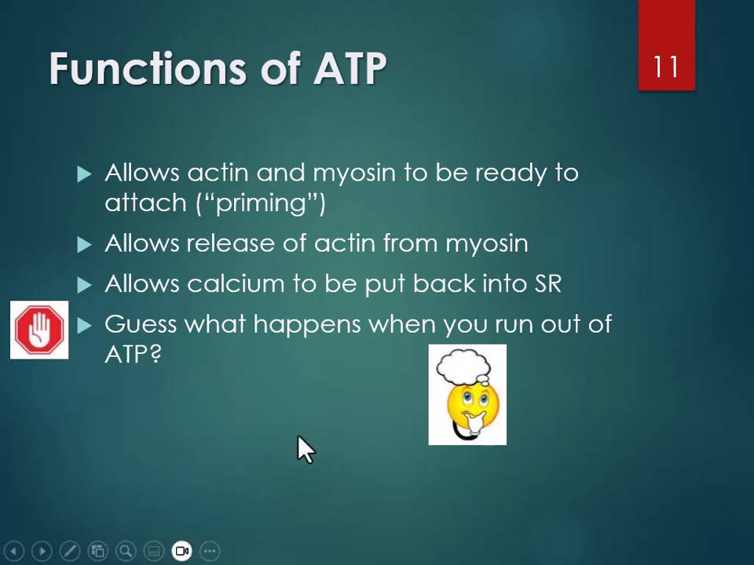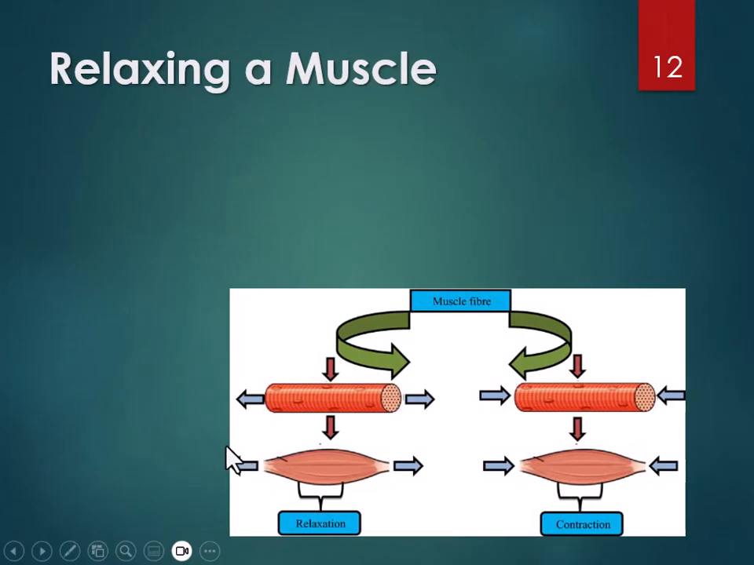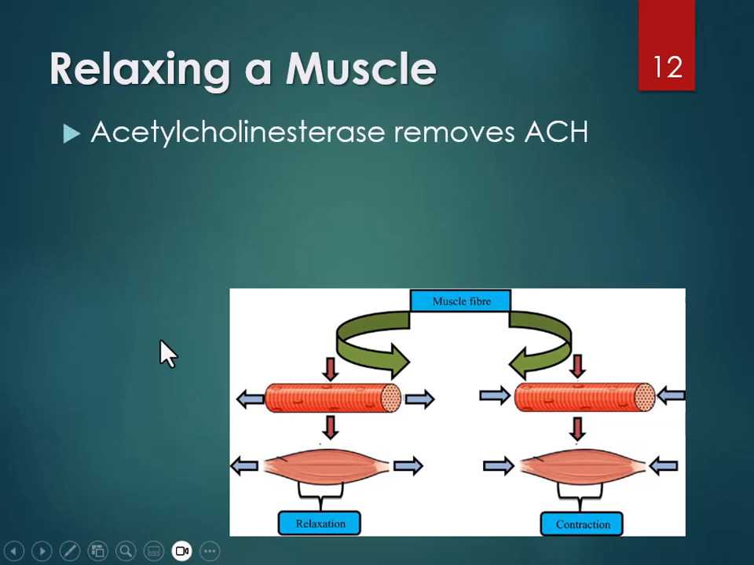Anyway, the reason for rigor mortis is running out of ATP. So when you want to relax a muscle, you've got to put that ACh back. The acetylcholine has to go back from the space and the receptors on the sarcolemma back into the neuron. You have an enzyme that does this called acetylcholinesterase, which is a really long word, so it's kind of cool to say. Acetylcholinesterase removes ACh from the receptors and it's recycled back to the neuron.